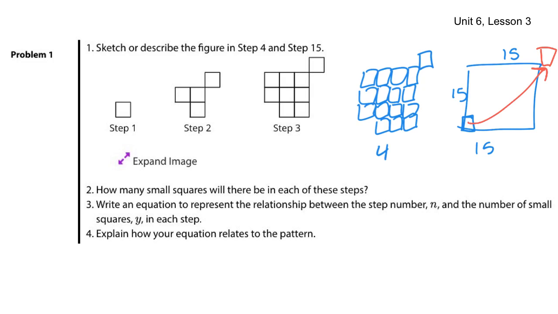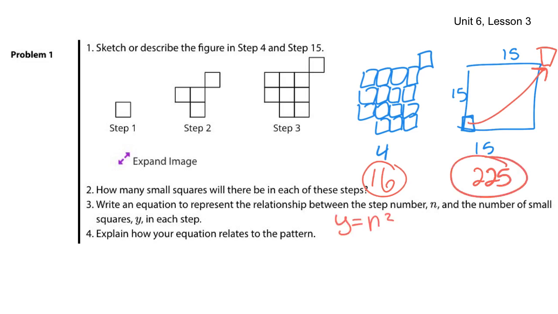And so number 2, how many small squares will there be in each of these steps? In step 4, there's 16 squares, and in step 15, there would be 225 squares. My equation in number 3 is y equals n squared. Y would be the total number of squares, n is my step number. And I figured out that it's just n squared, again, because this is just a square with side lengths of n, and I've just taken this last square and put it up in the corner.